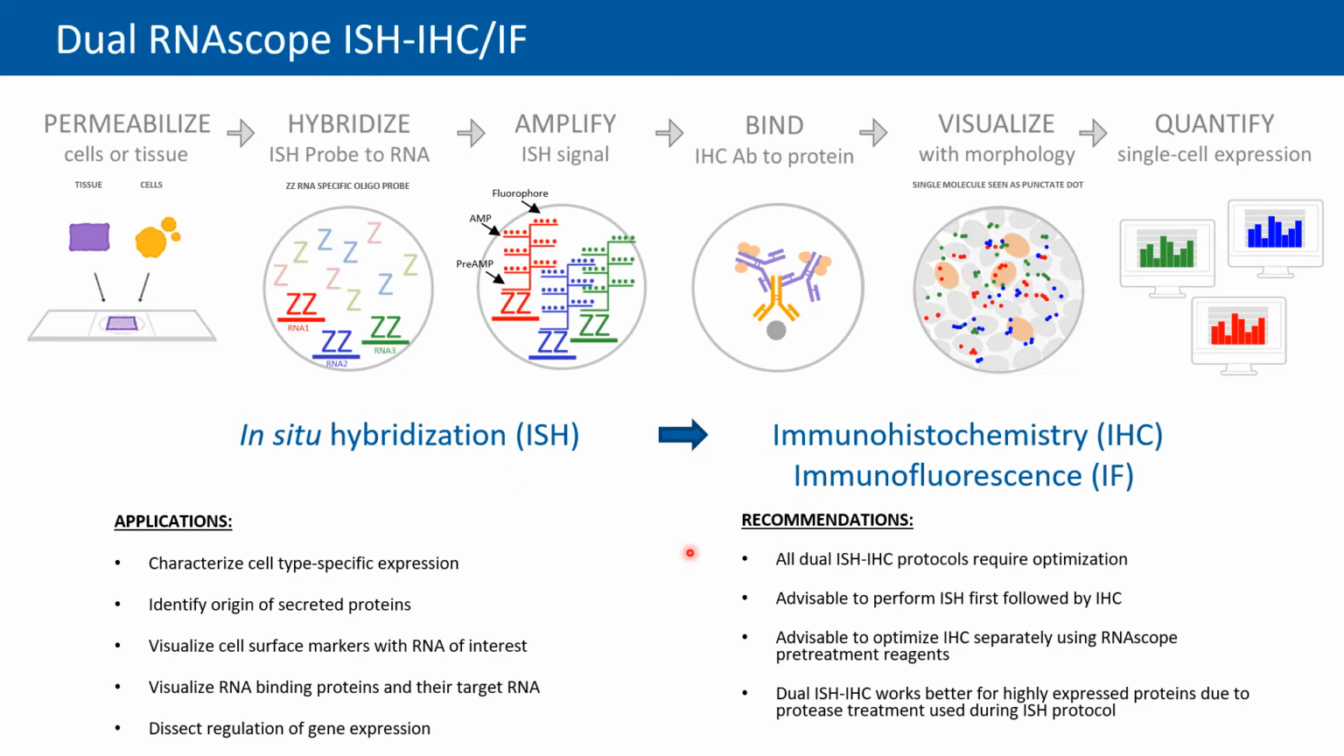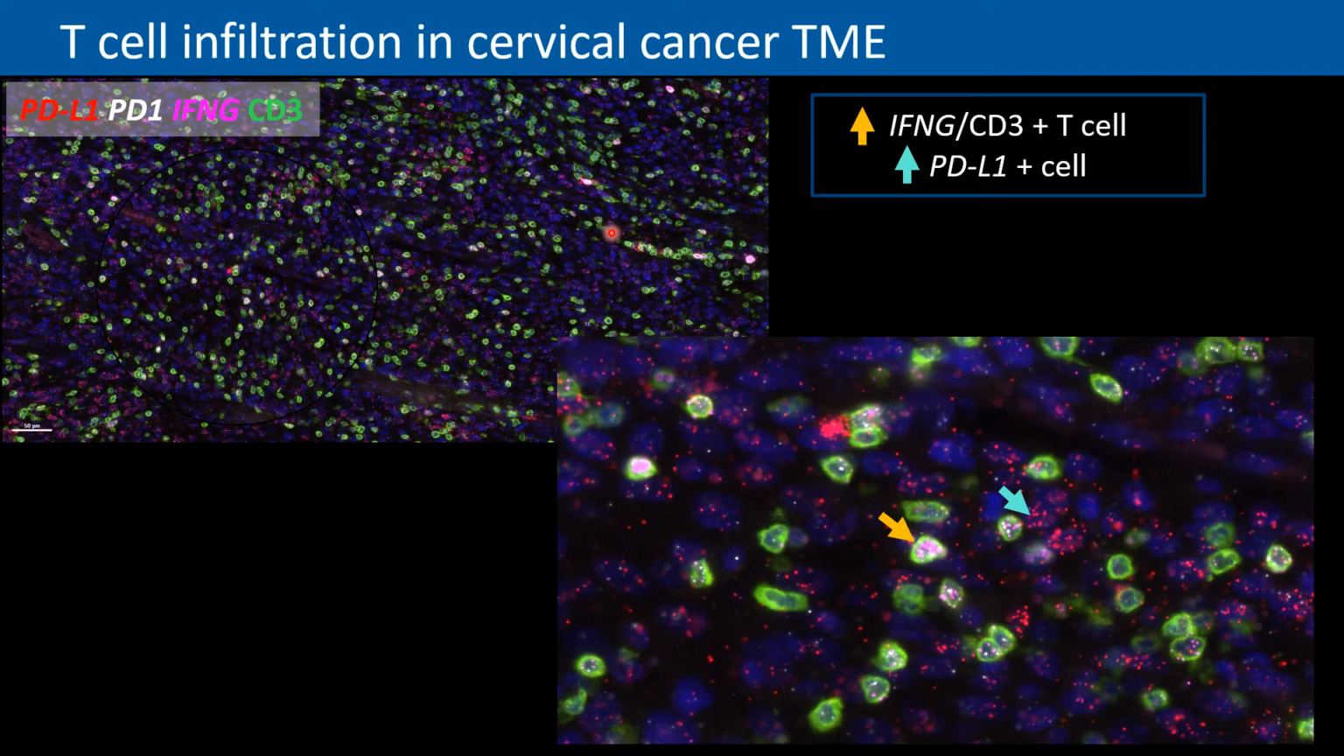Now, this becomes especially important in immuno-oncology because we can use IHC to identify certain immune cells and then visualize target gene expression using ISH. And here's an example of the same, where we have used the RNAscope IF workflow to assess and interrogate the cervical cancer tumor microenvironment. Here we have used the CD3 antibody to identify T cells, which are marked in green, and then we are visualizing PD-L1, PD-1, and interferon gamma expression within the cervical cancer tumor.